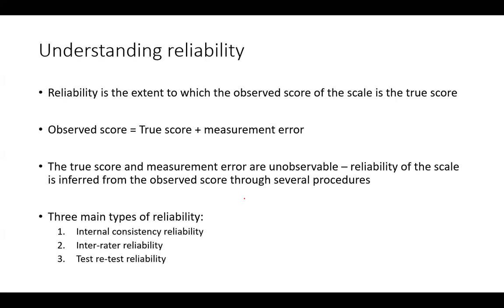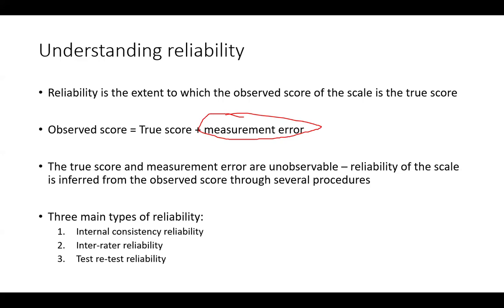Okay, definitely. Understanding reliability, as we said, reliability is dependability, it's repeatability. Reliability is the extent to which the scale or the measure that you get is the true score. So this is the observed score: the observed score is the true score plus the measurement error, and we try as much as possible to minimize the measurement error. Both the true score and the measurement error are not known.